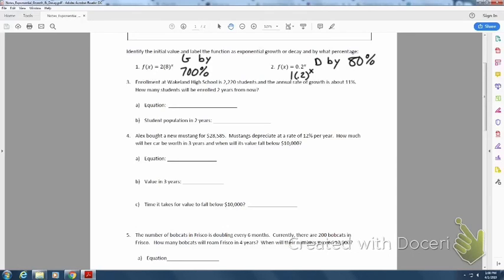Going to 3 and 4. 3 and 4 are pretty basic. We won't really get to the real new stuff till the back. But looking at this, it says enrollment at Wakeland High School is 2,220 students. The annual rate of growth is about 11%. How many students will be enrolled 2 years from now? Okay, so Jessica, what is the initial number of students in this problem?